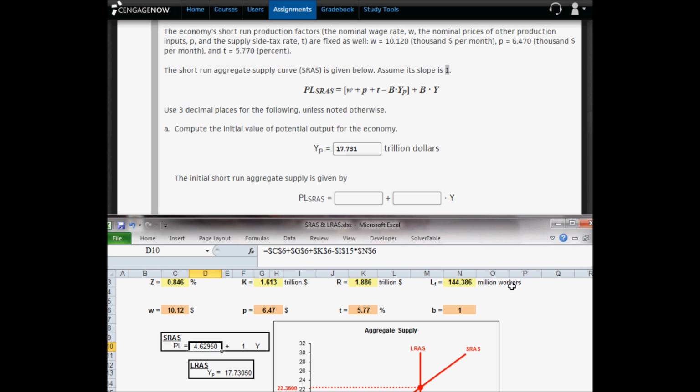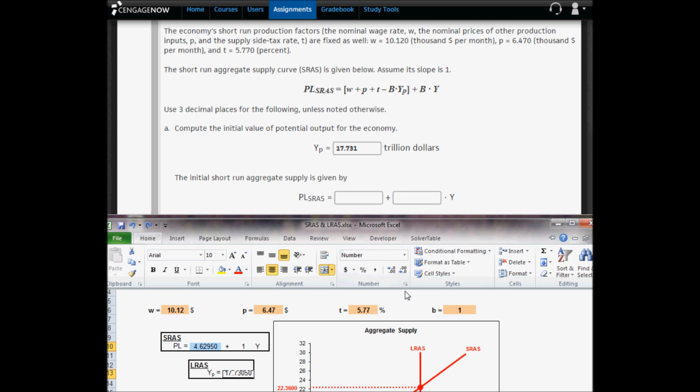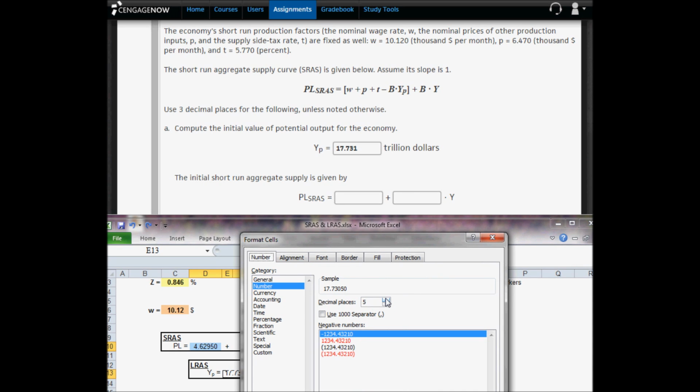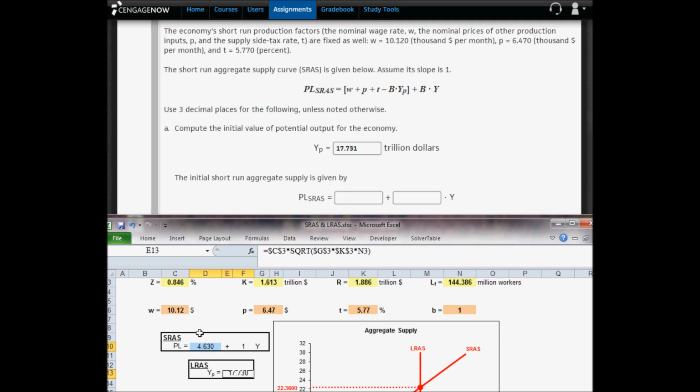So the intercept of short-run aggregate supply to 3 decimal places is 4.630. To ensure that I'm doing the rounding correctly, I'm going to reduce the number of decimal places for these two values to 3 by clicking on Home, the number, and then lowering this to 3. Hit OK. So my short-run aggregate supply intercept is 4.630. And the slope was 1. But if you look at the potential output, it's only 17.730, not 17.731. So I'm going to change that.